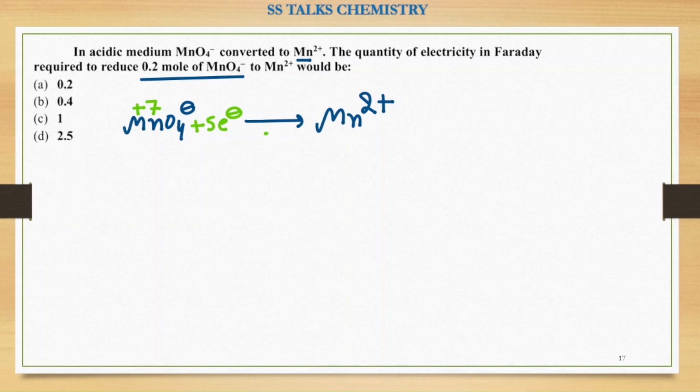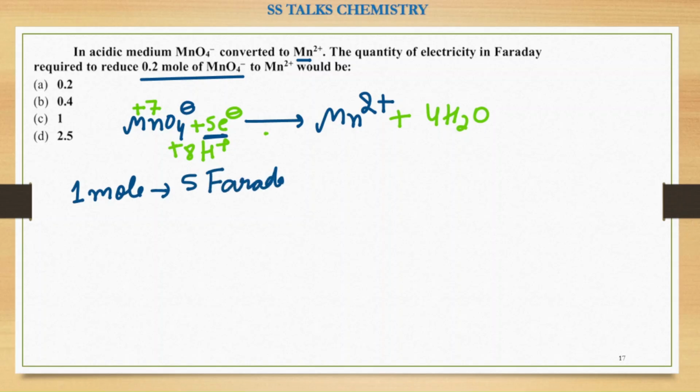Right? Now if you write the complete balanced equation in the acidic medium, here the O4 is there, so 4 water molecules are going to be produced and 8H positive will be added. So this is the complete expression. The main thing is that these 5 electrons are involved in the conversion. So for 1 mole, how much electricity would be required? That is 5 Faradays, since 5 electrons are involved in this conversion process.